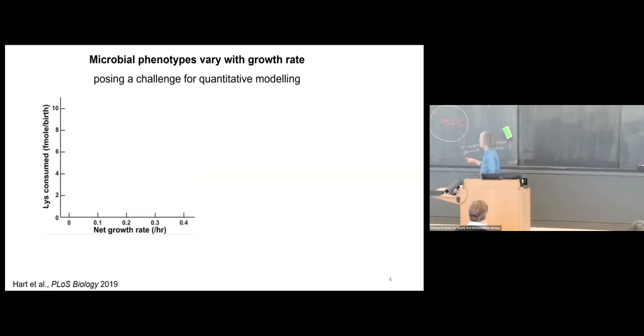So here's the graph. We're going to measure lysine consumption per birth for lysine-requiring cells. And it's against the net growth rate. We can tune it up to different rates so we can control growth rates. And then what we found is that across chemostats at different rates, versus the maximum growth rate, versus saturated cultures, we get very different numbers, different by, like, twofold.